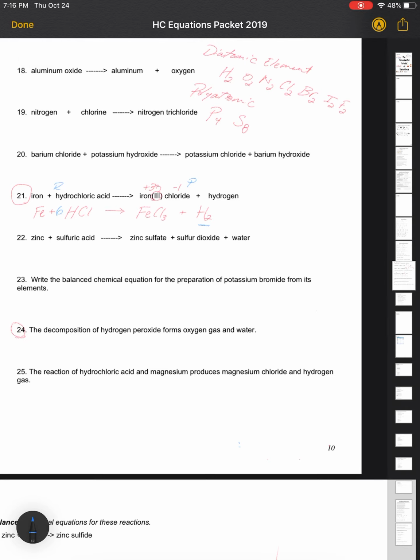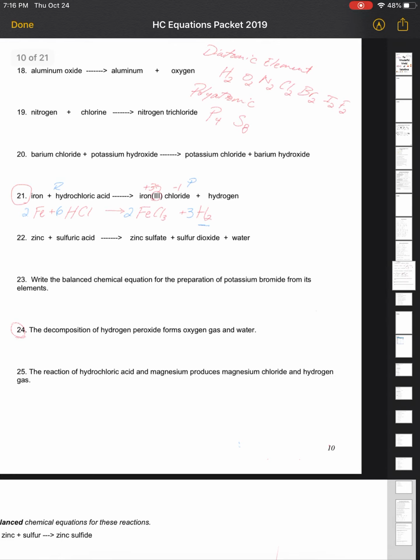And so in doubling that number, we have 6 chlorines, so we can easily fix the problem with the chlorines being unbalanced. We now know that we messed up our irons, so I'm going to go ahead and put a 2 in front of that iron. Our irons are now balanced, and now the last thing is the hydrogen, and so we just put a 3 there to balance it out.